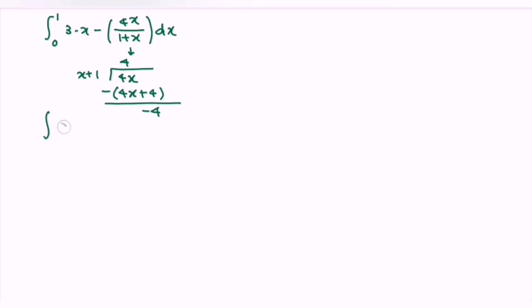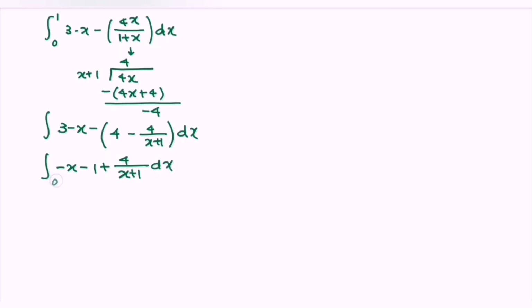So integrate 3 minus x minus, in brackets, 4 minus 4 over x plus 1. Rewrite the situation: integrate 3 minus 4, we have negative x, negative 1 plus 4 over x plus 1, with respect to x from 0 until 1. Kindly integrate the situation.